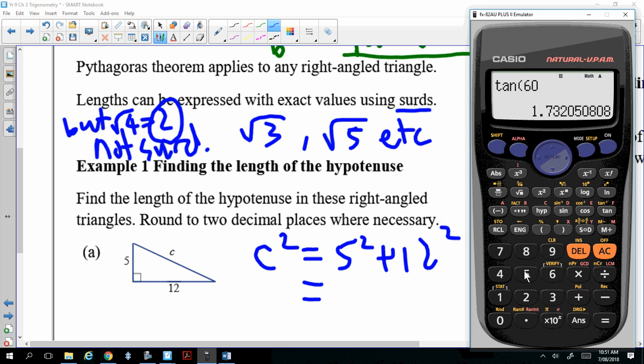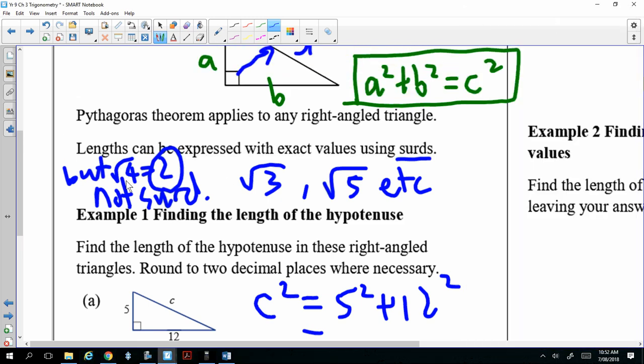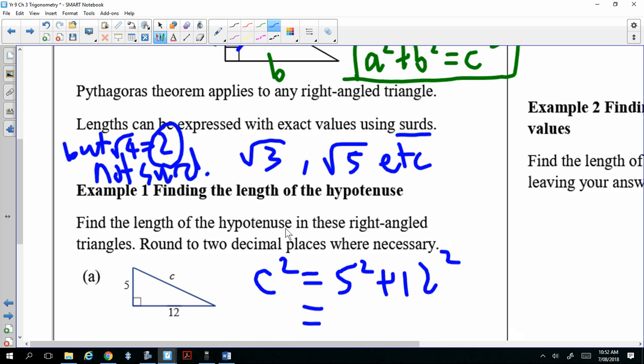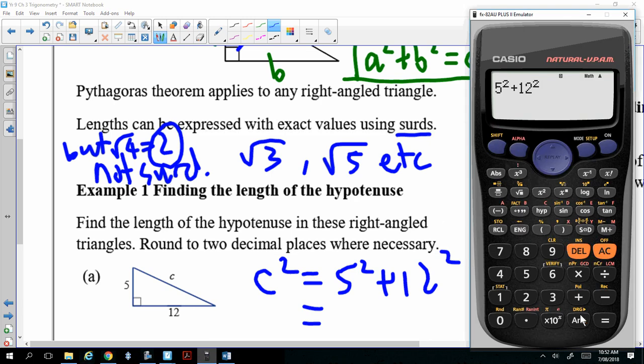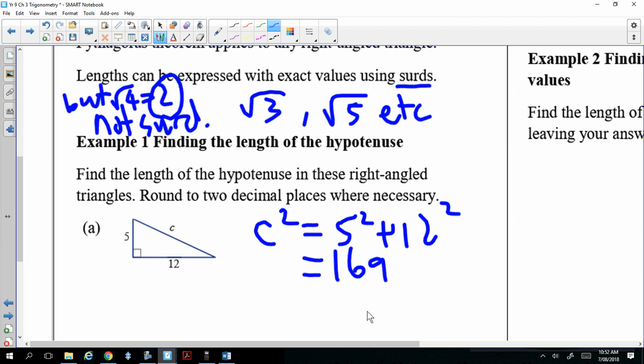Underneath length where you've written something, and on top of not surd, what does that say? 2. Square root of 4 is 2, not surd. What do you get? 169. Once you get 169, you have to square root to get the answer, which is exactly 13. You don't need to correct to 2 decimal places.